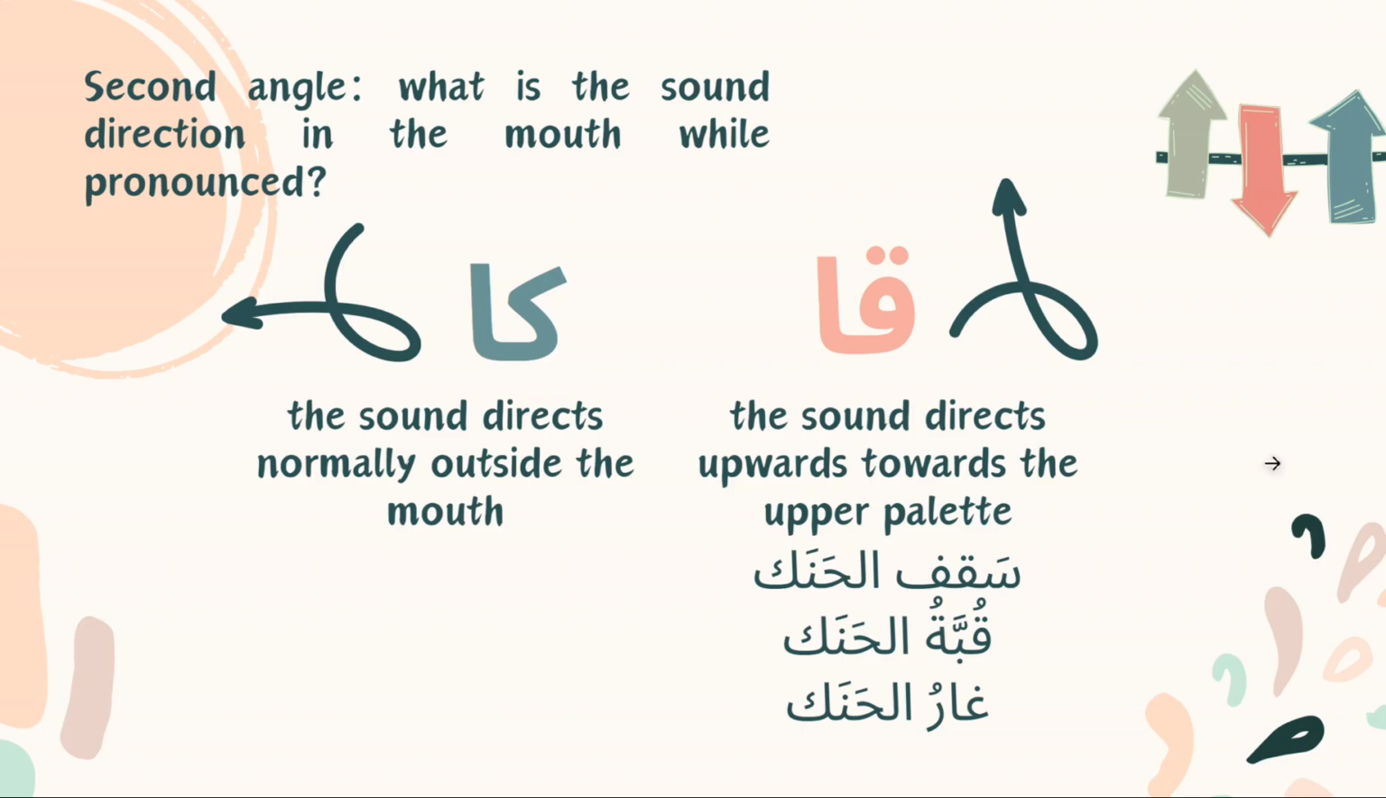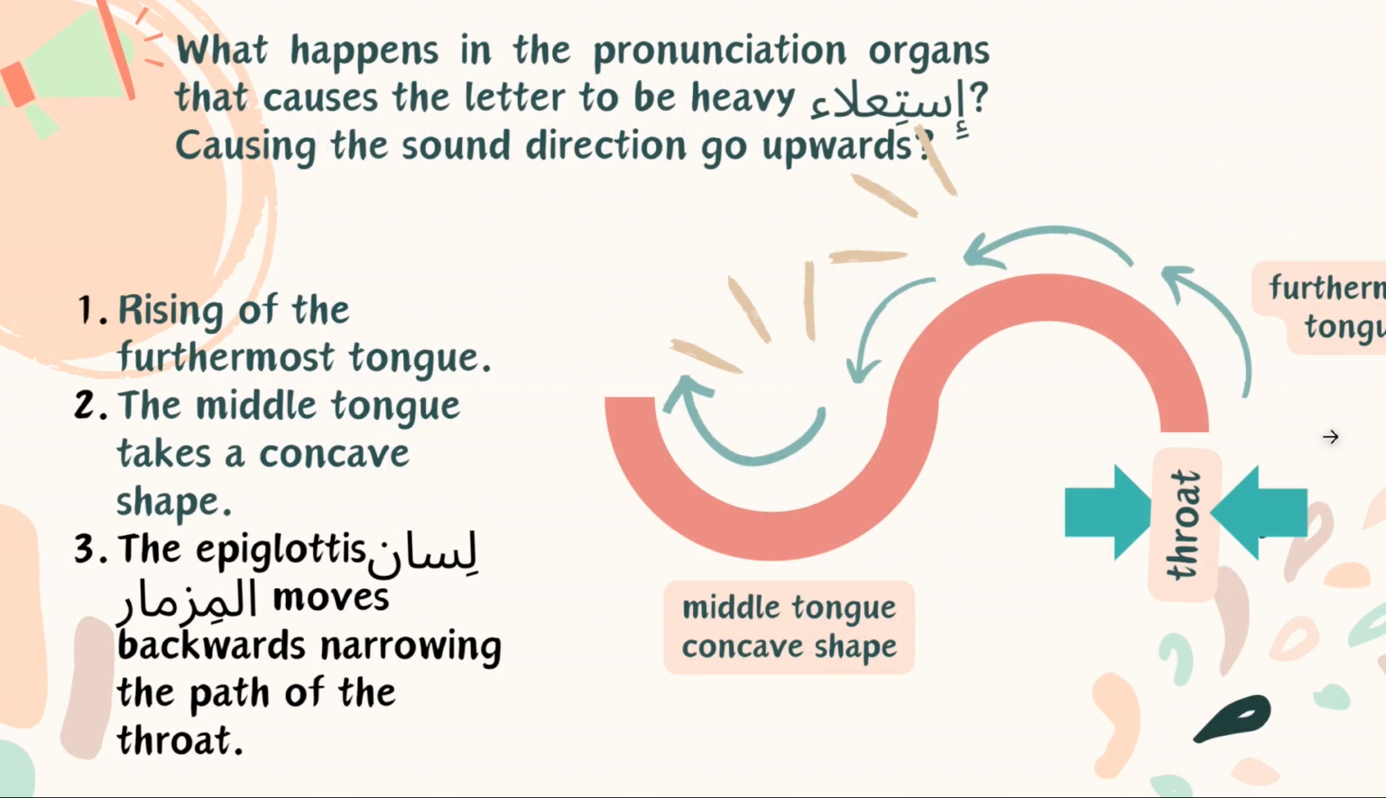Okay, so let us have another look here. What happens to the sound so that it directs out and strikes the upper palate? Let's have a look. What happens in the pronunciation organs that causes the letter to be heavy? Isti'la, okay, we say heavy letter like the qaf, causing the sound direction to go upwards.